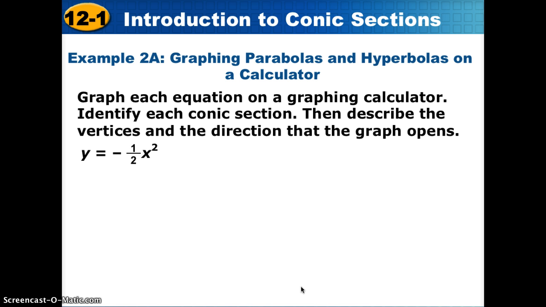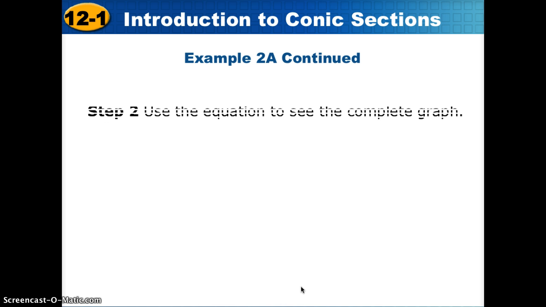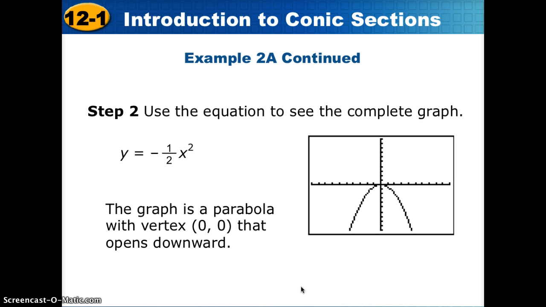Remember, parabolas have a vertex, either a maximum or a minimum, and now with the new types of parabolas, we're going to see it can be to the left or right as well, and the direction that the graph opens. So we've already solved for y, so this one can go straight into the calculator. And when we put it into the calculator, you can see it's downward facing. It has a vertex at 0, 0, and it has been vertically compressed by a factor of 1/2.